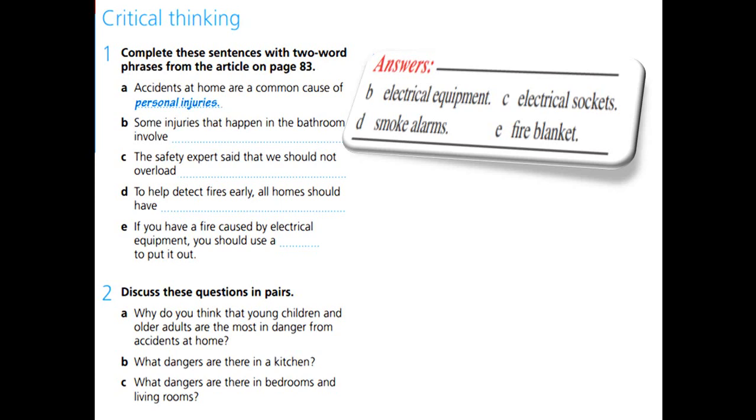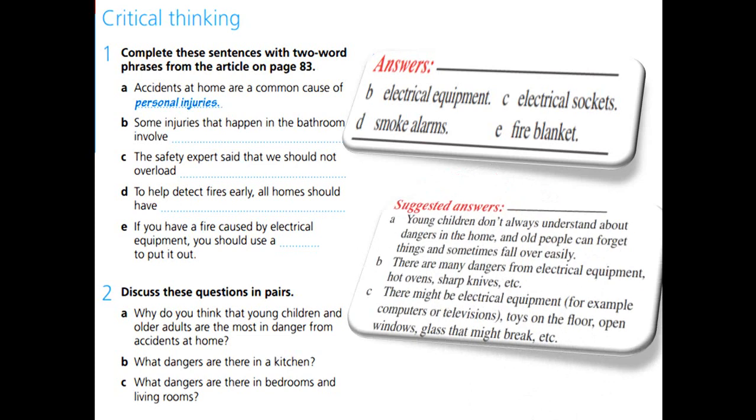Number 2. Why do you think that young children and older adults are the most in danger from accidents at home? Of course, young children don't always understand about dangers in the home, and old people can forget things and sometimes fall over easily because they can slide and fall over. Number B. What dangers are there in a kitchen? There are many dangers from electrical equipment, hot ovens, sharp knives, etc.